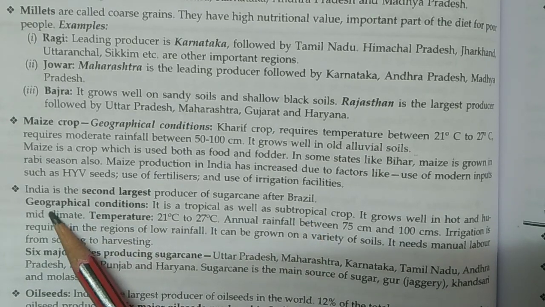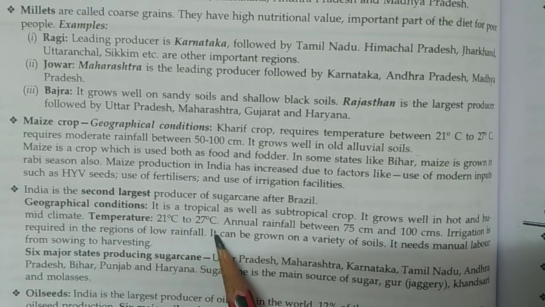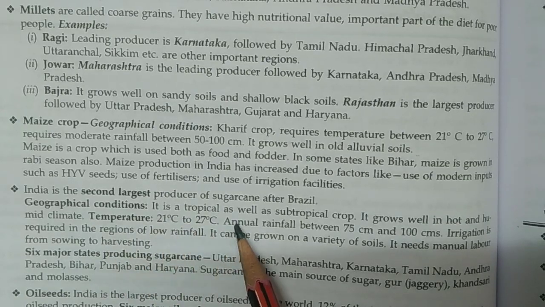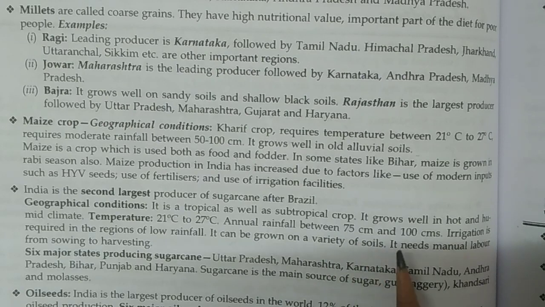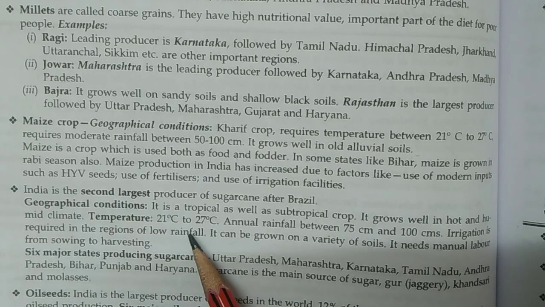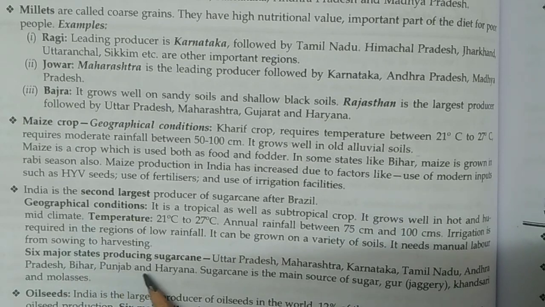So now from here, geographical conditions: it is a tropical as well as a subtropical crop. It grows well in hot and humid climate. Temperature 21 degrees Celsius to 27 degrees Celsius. Annual rainfall between 75 centimeters and 100 centimeters. Irrigation is required in the regions of low rainfall. It can be grown on a variety of soils. It needs manual labor from sowing to harvesting.